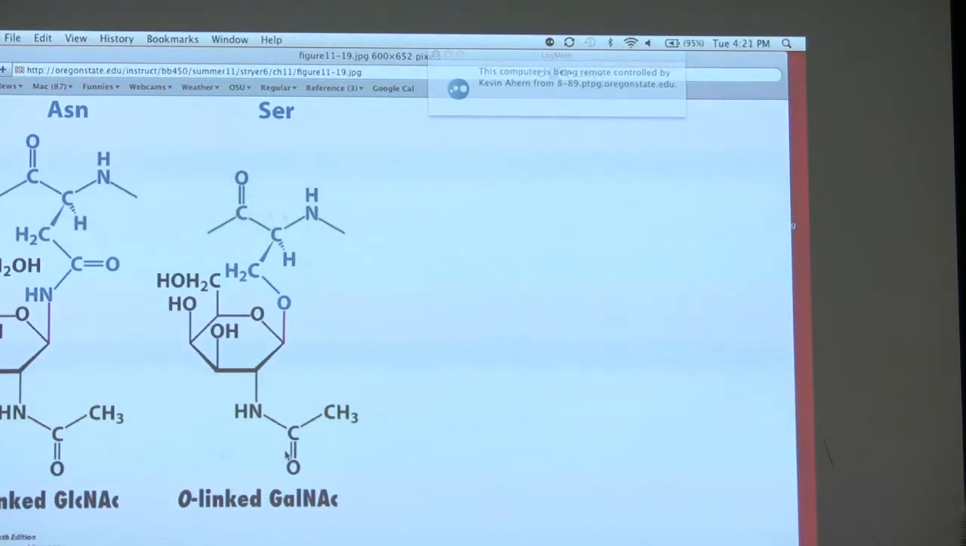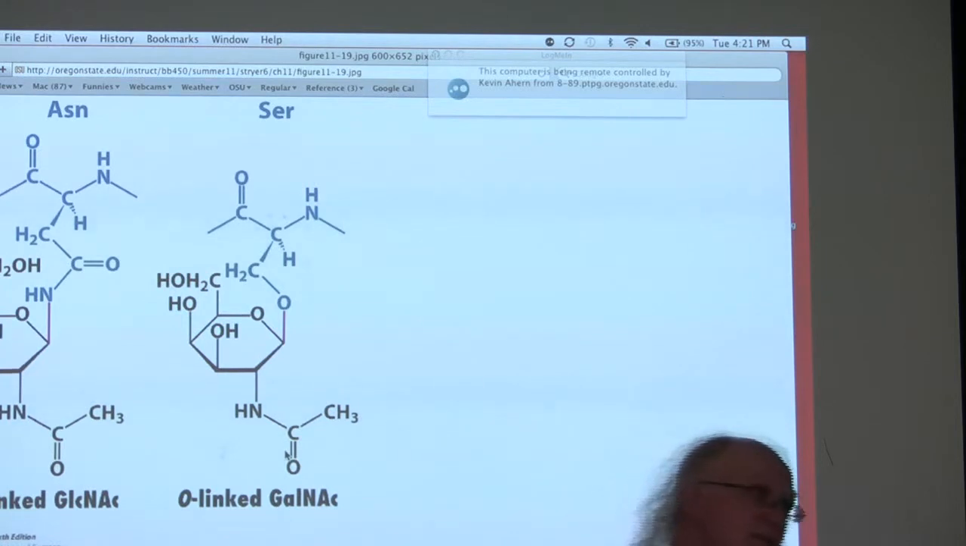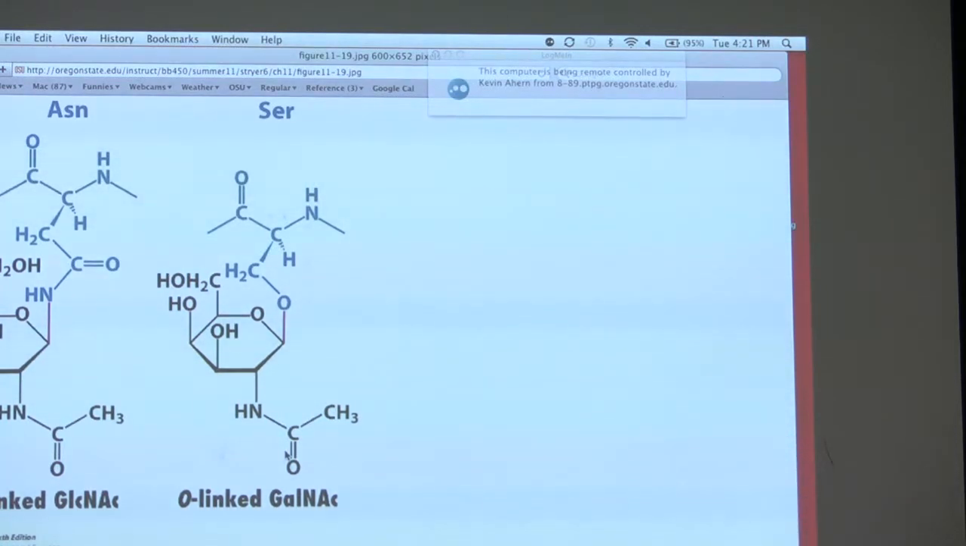Now, these two classes of glycoprotein have different cellular origins, and I'll say just a little bit about that because we're going to start talking about the movement and trafficking of materials through the cell.